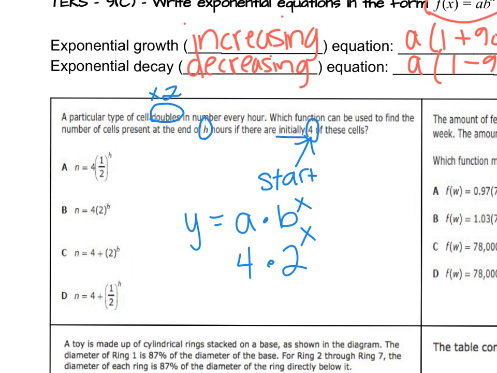So whenever we go look at our answers, A does not match and D does not match. And then we just need to check which one is correct out of B and C. B has 4 times 2 and C has 4 plus 2. We want times 2, so B is our answer.